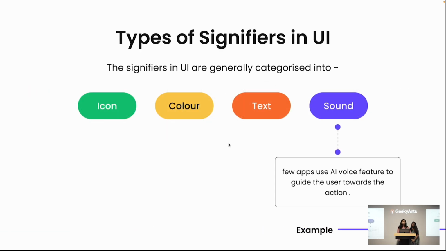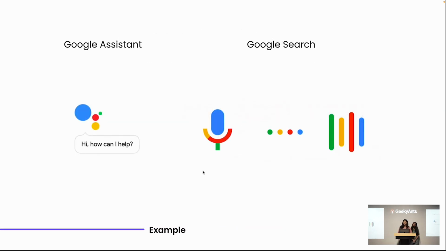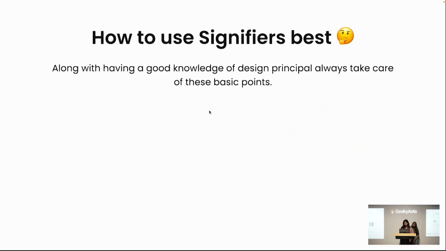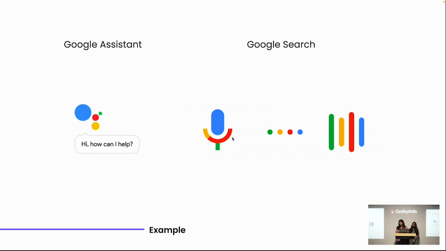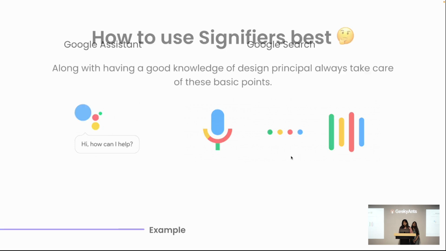The sound. Sounds are very recently added as a UI feature in most apps. You must have used Google Assistant and Google Search. When you use Google Search, you have this microphone icon, and when you click on the microphone icon, you have these 4 dots in color. When these dots start waving around, you know that you have to speak at that time. And this is a combination of visual and auditory cues.